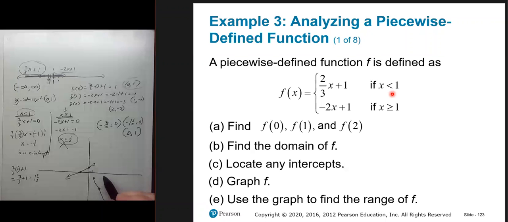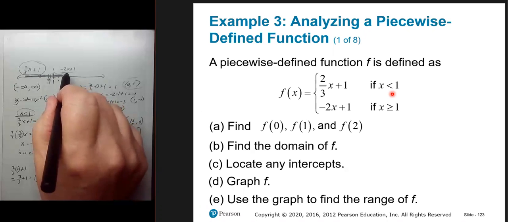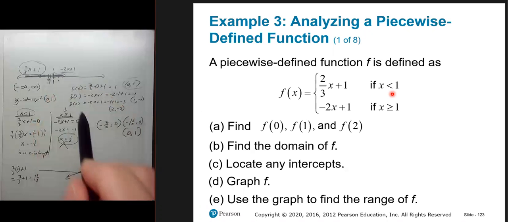I could put 3 into this. So 2 times -2 times 3 is -6. -6 plus 1 is -5. So at 3, it goes down to 1, 2, 3, 4, 5. This point here, I kind of hit it. Not really, but okay.